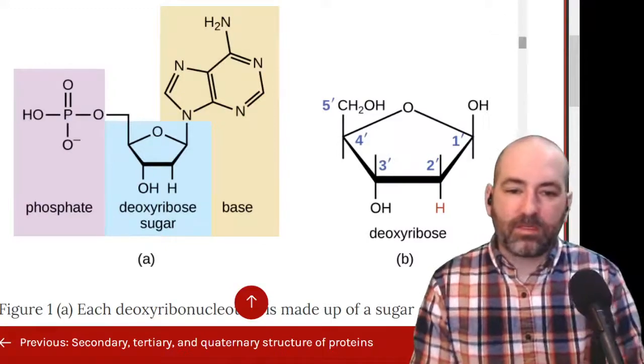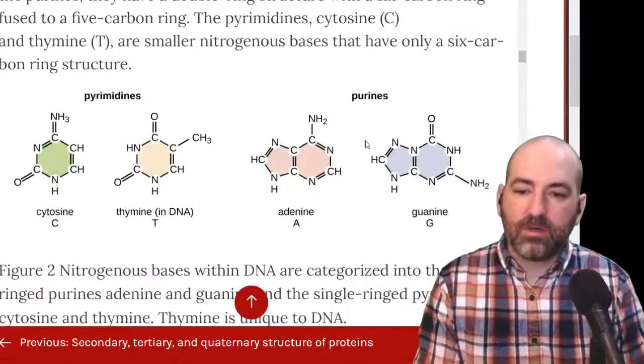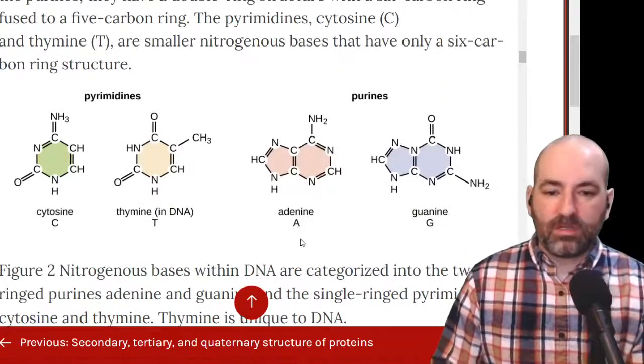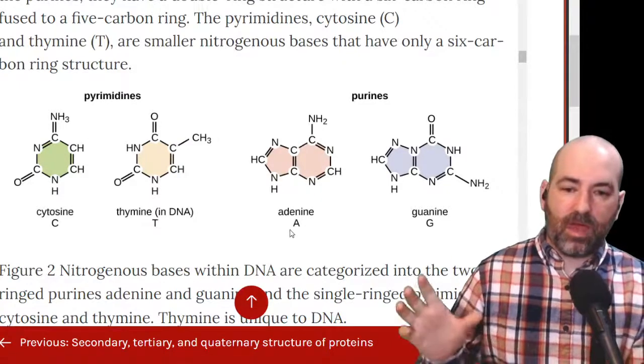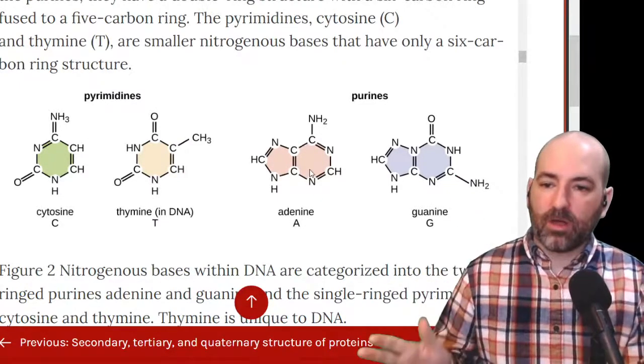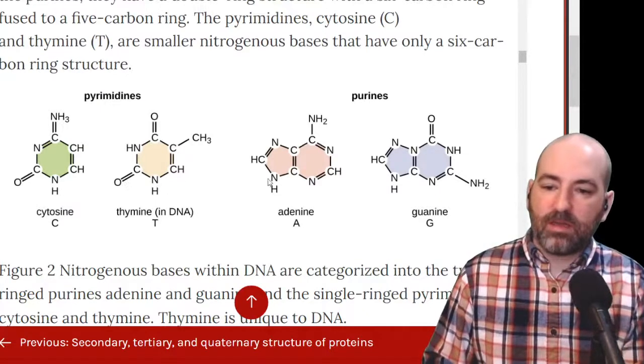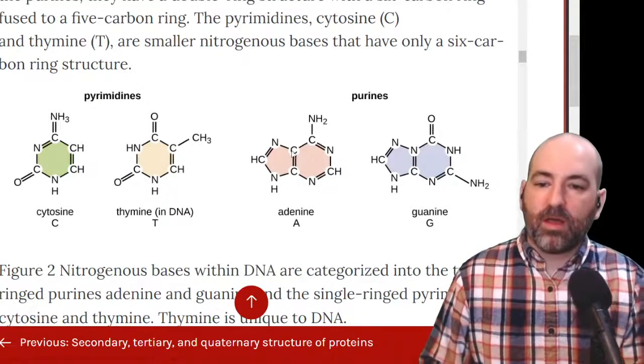And then we've got the base. So let's take a look at some of the different bases. In DNA, there are 4 different bases that you can have connected to your ribose sugar: cytosine, thymine, adenine, and guanine.